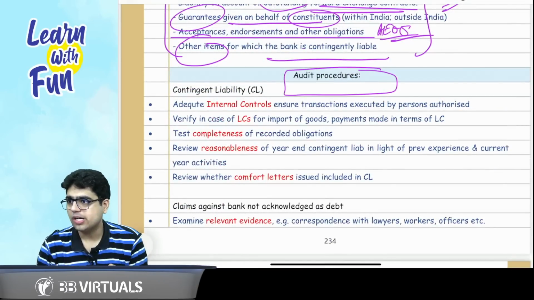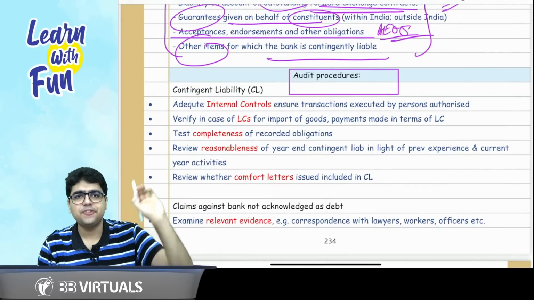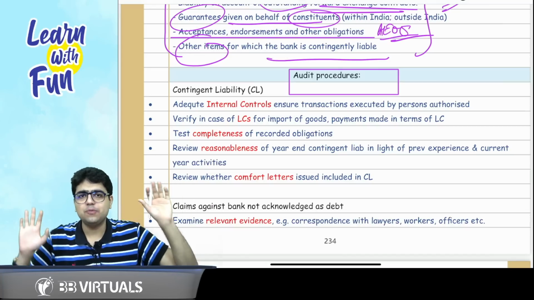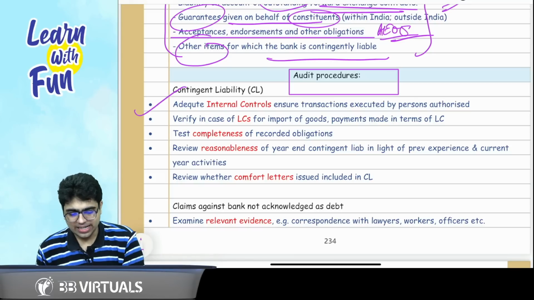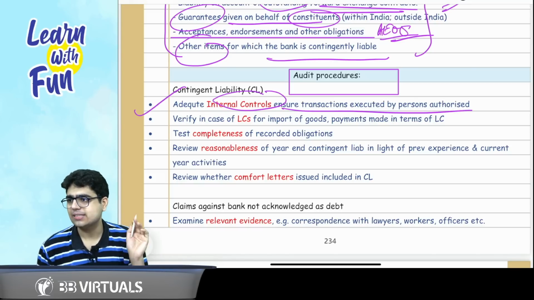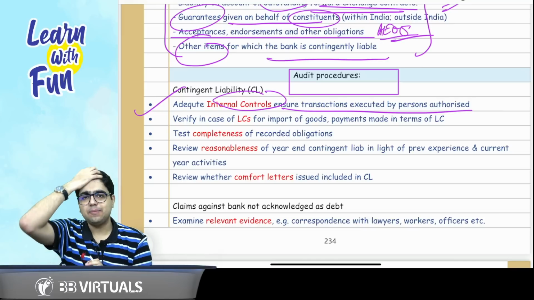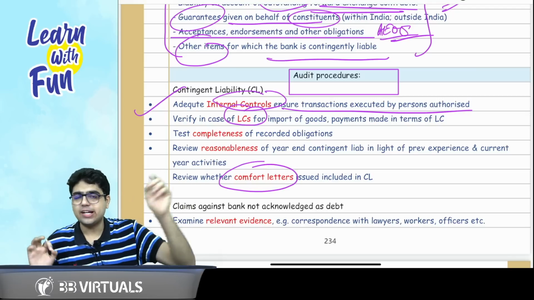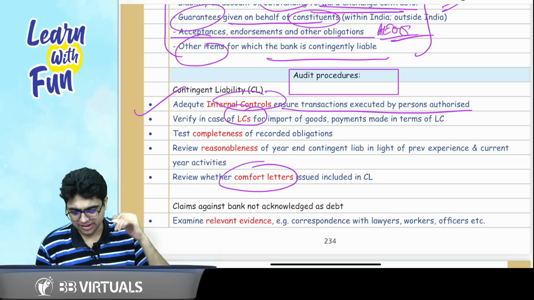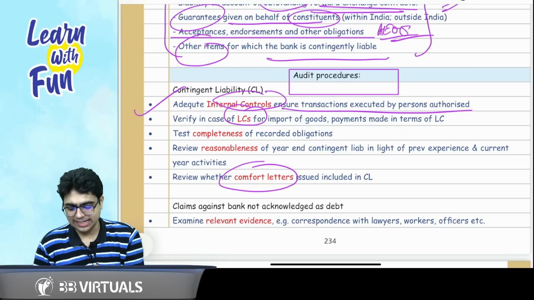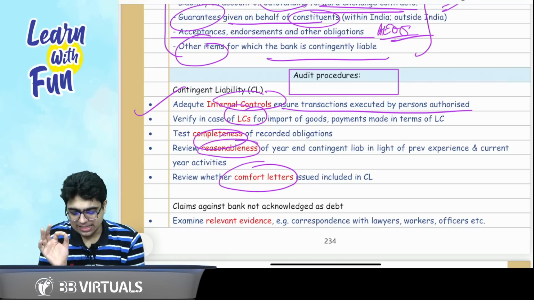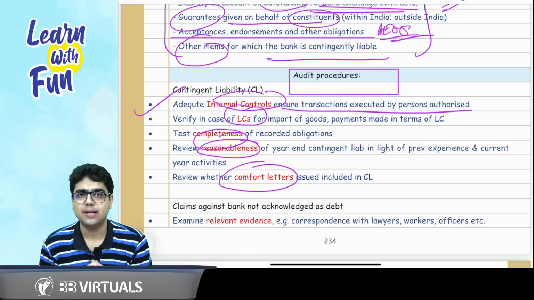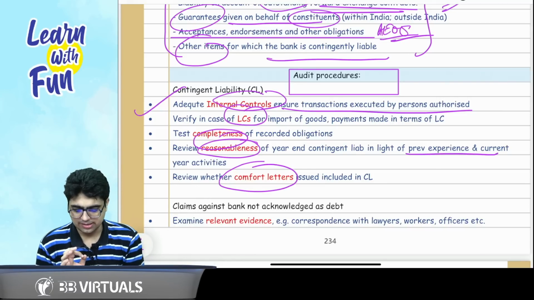Now sir, what are the audit procedures? First of all, the basic funda for contingent liability audit procedure is to use the word internal control. In all of them, you can use the word internal control. First thing, adequate internal control should be there, which is exercised by the bank. Then in case of contingent liability, talk about two letters: letter of credit and letter of comfort. Verify the letter of credit, verify the letter of comfort. The third thing is completeness and reasonableness: completeness of current contingent liability and the reasonableness of contingent liabilities based on your previous experience and current year activities.